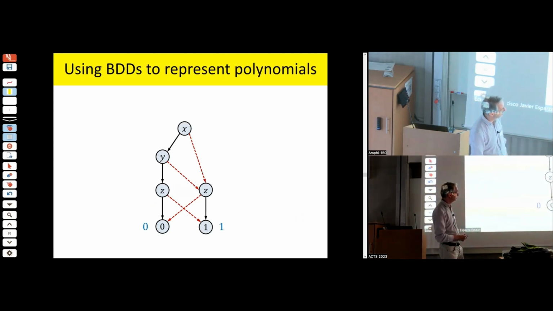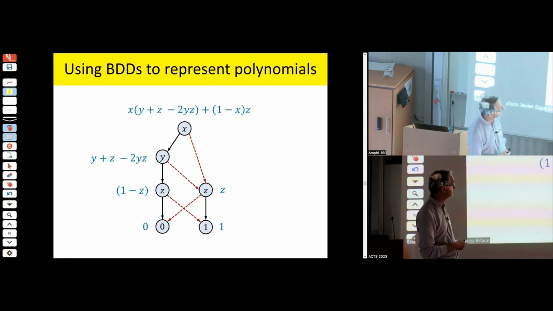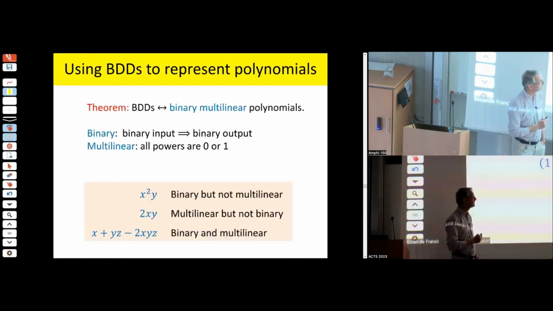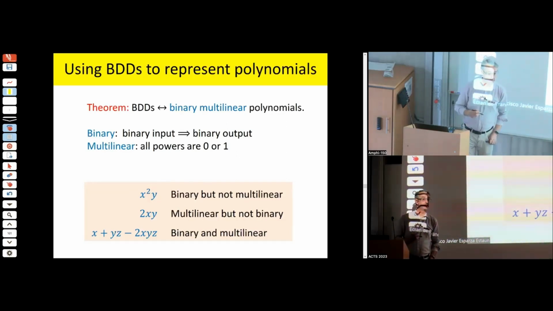So how do you assign polynomials here? For example, this will be the polynomials for those two nodes. That's the polynomial assigned to this node, which is 1 minus z. That's the polynomial assigned to the other node, which is z. That's the polynomial assigned to that node, 1 plus z minus 2yz. And that's the polynomial assigned to the top node, which is this one. Okay, good.